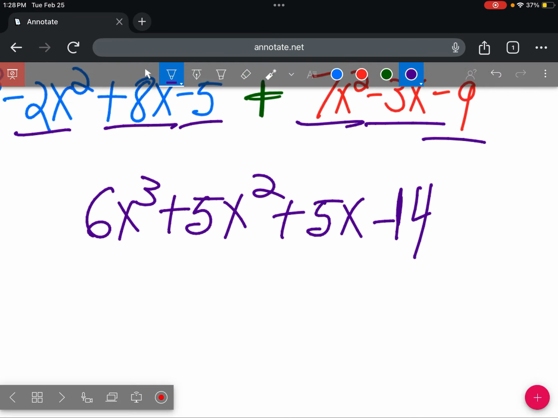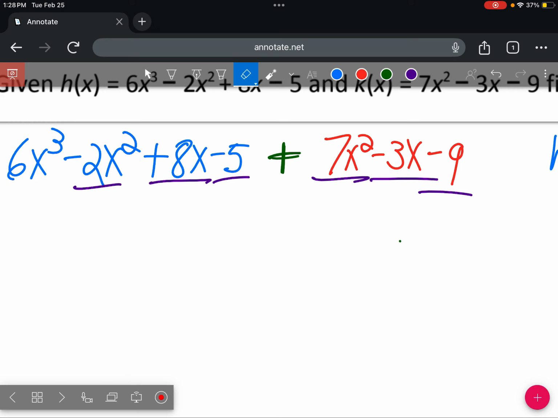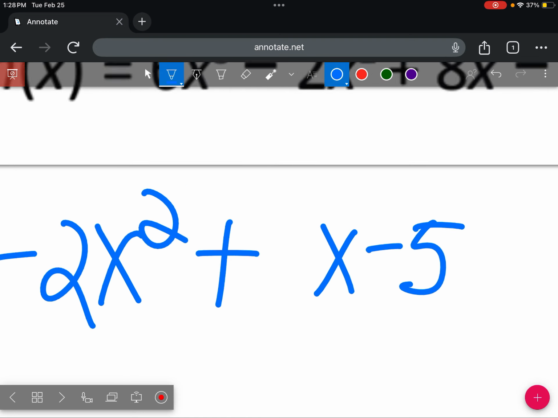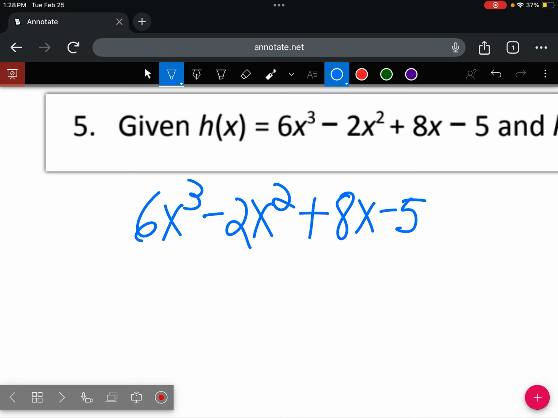Now, that's not the main way I usually showed it. You can do it that way. I would say you write that first term, and then you write all of its like terms below it. Sorry, your first polynomial, or your first function, I should say. So here's h of x. Let's line up k of x.